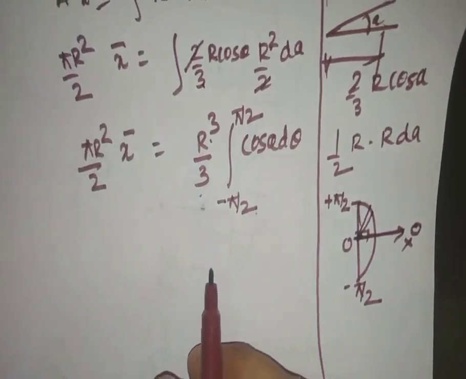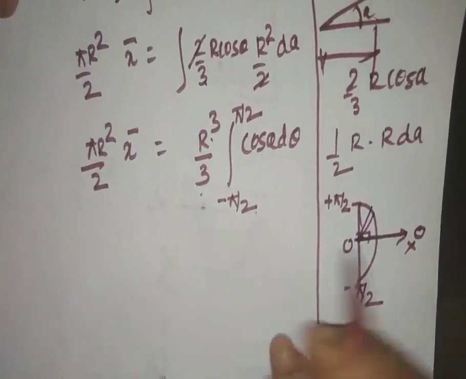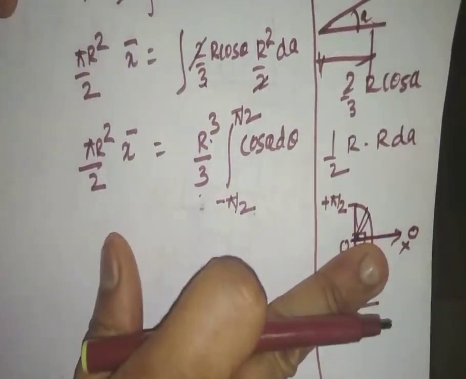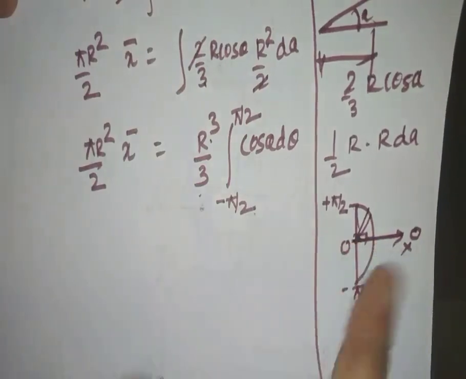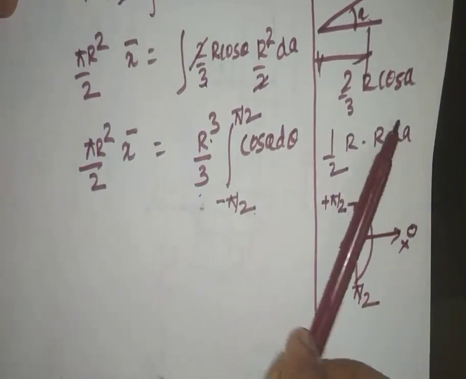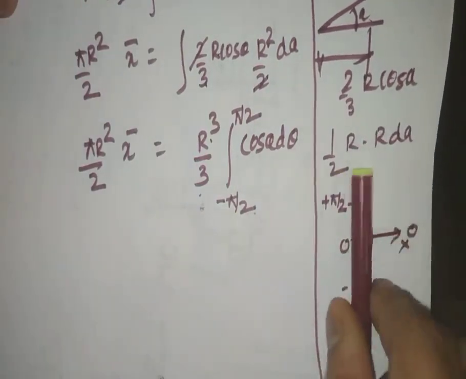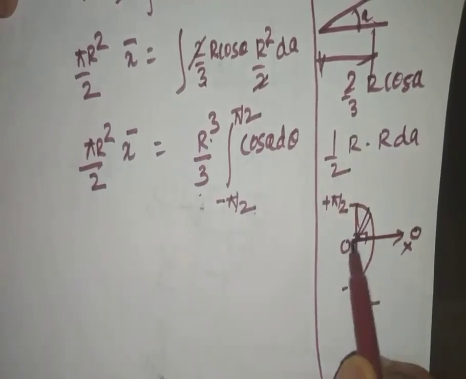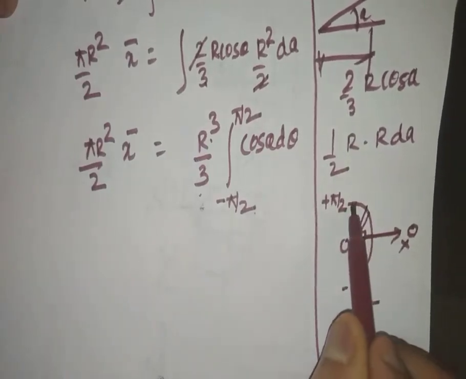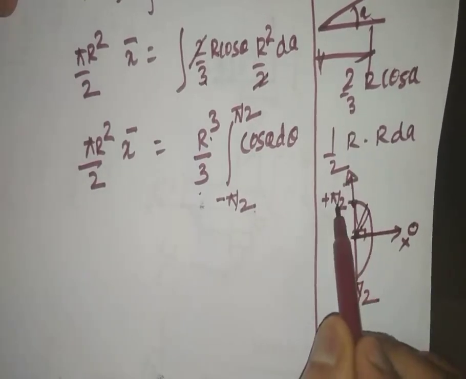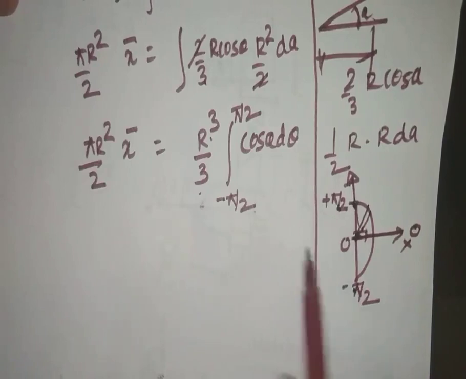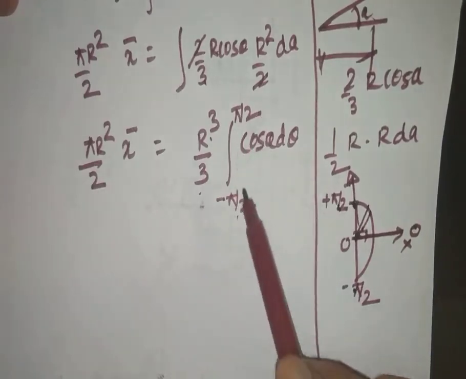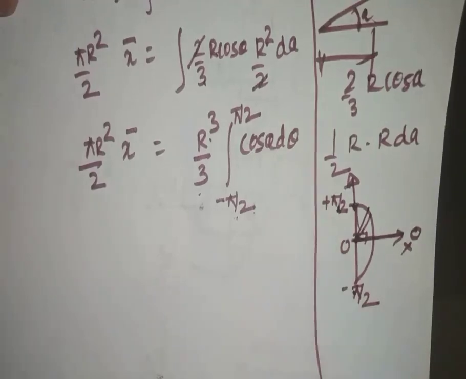I cannot consider from 0 to pi by 2. If I consider from 0 to pi by 2, I will be omitting the bottom quarter circular part. But since I am deriving the semicircular part, the triangular section will vary along the upright vertical portion and the downward vertical portion. So this triangular portion will coincide with the top vertical y-axis, which is theta equal to plus pi by 2, and the bottom vertical y-axis, which is theta equal to minus pi by 2. For that reason, the limits of integration will be minus pi by 2 to plus pi by 2.